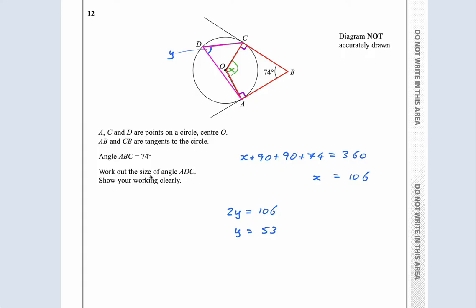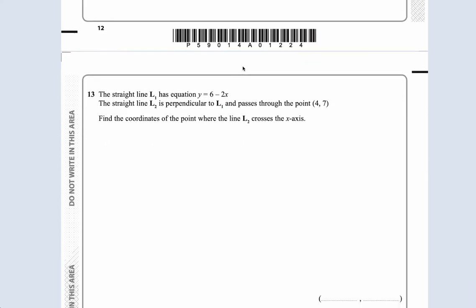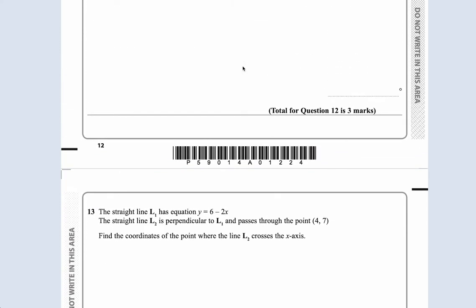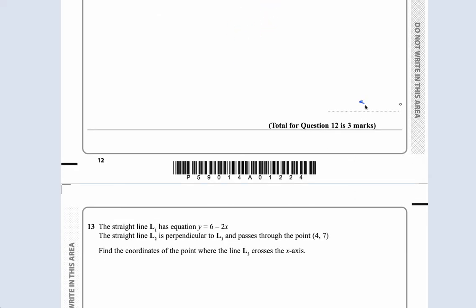Now it doesn't say, guys, give a reason for each step, but it does say show your working clearly, so you have to show something. Certainly what I've done is enough. And guys, they award marks for what they see in the circle. So I always draw all over the circle, write all over the circle in the lines, and write in any angles that you know. Okay, I should write it down there too, guys. That is 53.